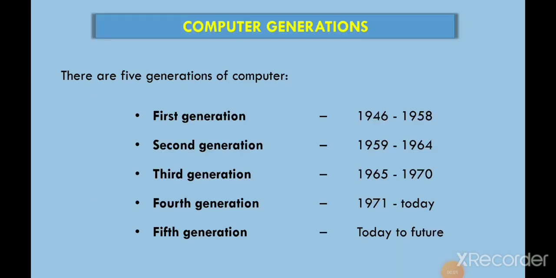Computers were developed in 5 different phases known as the generations of computer. There are 5 generations of computer. Names and years are given. First generation, 1946 to 1958. Second generation, 1959 to 1964. Third generation, 1965 to 1970. Fourth generation, 1971 to today, and fifth generation, today to future.